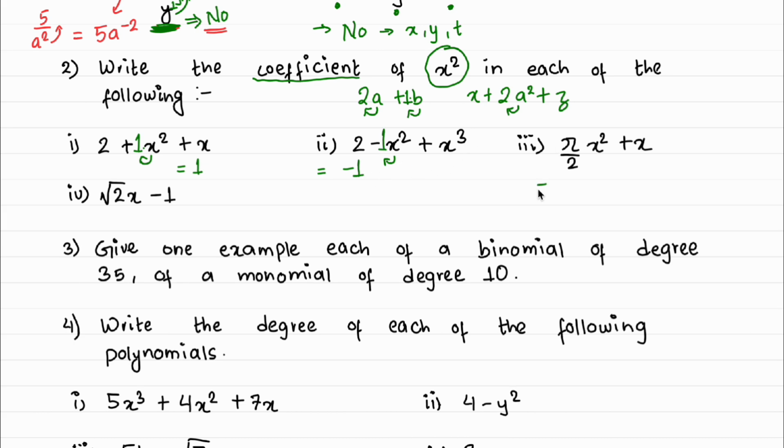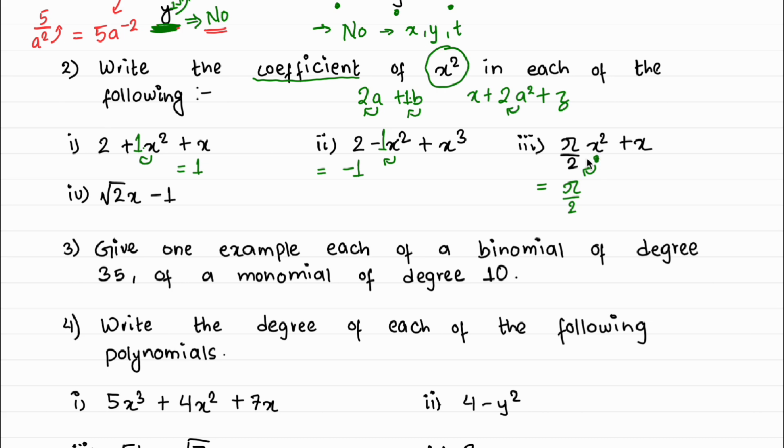In our third case, we have our x square over here, and the number in front of our x square is pi over 2, okay? Pi over 2 is a number. The value of pi is something like 3.14, and then we have divided by 2, that's a number.